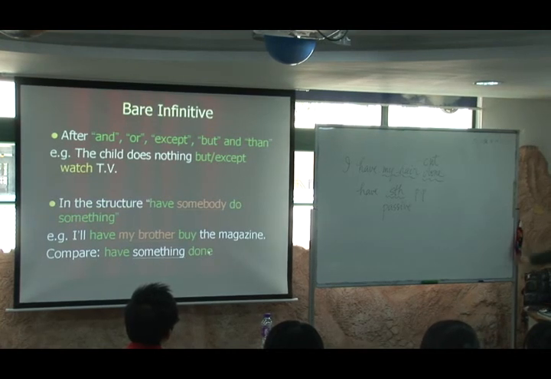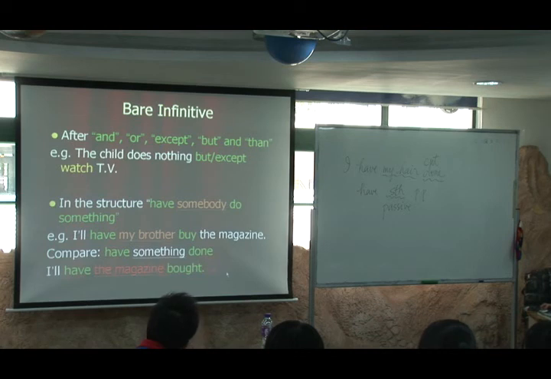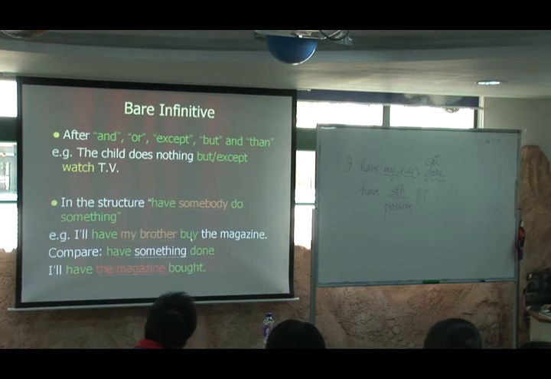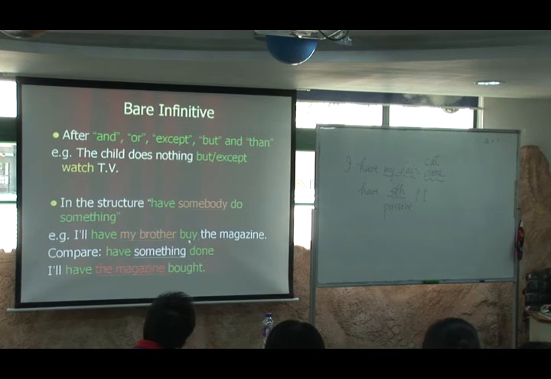Have something done. I would like you to compare with this one. Have something done. I have the magazine bought. That means somebody will do it for you. But look at here, my brother and the magazine. What is put in front of buy is the infinitive. This is a person. A person can do this by himself. That's why for active, we use bare infinitive buy.